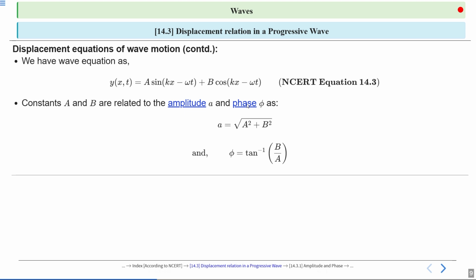And phase phi is equal to tan inverse b by a. The phase phi tells us where the wave starts at time 0, or its initial angle. Changing the phase shifts the wave left or right along the x-axis. Clear?